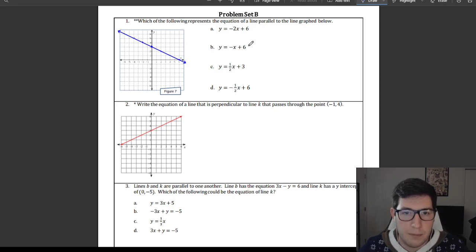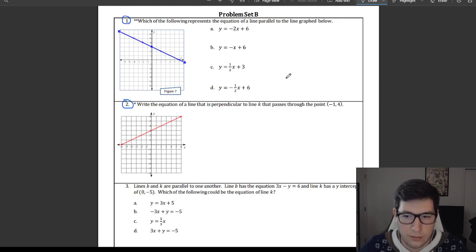So problem set B has some more graphical examples. You're going to work on questions 1 and 2, silent and solo. Take 5 minutes to go through these 2 questions. Begin. You can pause the video here.